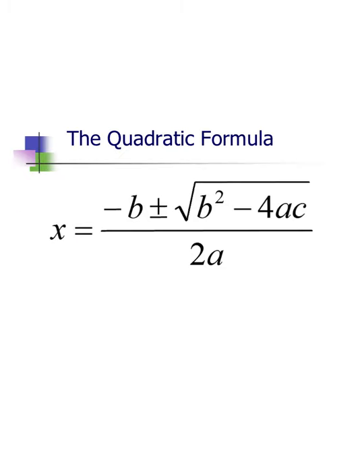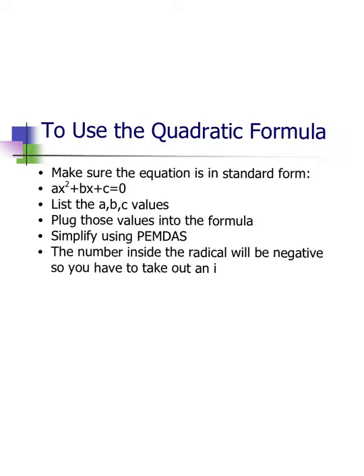So, a quick review. Your quadratic formula is x equals negative b plus or minus the big square root, big b squared minus 4ac all over 2a. So to use the quadratic formula, again, this is a review. First, make sure the equation is in standard form, which is your ax squared plus bx plus c equals 0. Off to the side, I would suggest you list your a, b, and c values. Remember, those are the numbers, not letters, so do not write x with them or x squares.